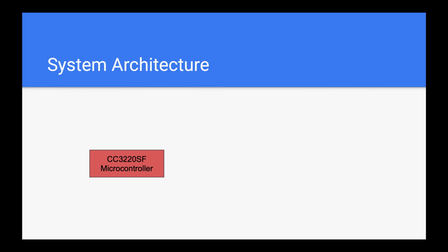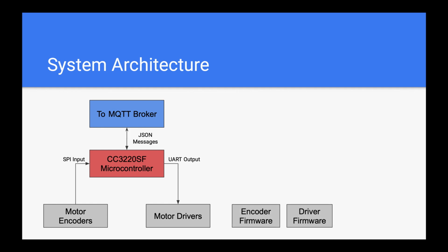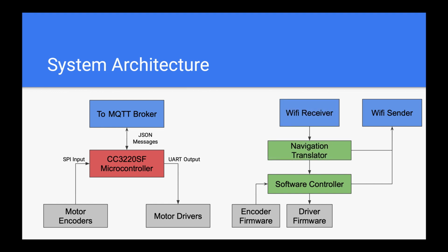This board is wired to 3 motor drivers using a UART line. We can read each motor's speed with the motor encoder through SPI. Finally, to message between components, we pass JSON packets through an MQTT broker. We'll also need dedicated firmware for both the drivers and encoders. We feed their data into a software controller, which reports diagnostic data through Wi-Fi. A navigation translator also converts inbound Wi-Fi messages into a queue of commands which the software controller can execute.